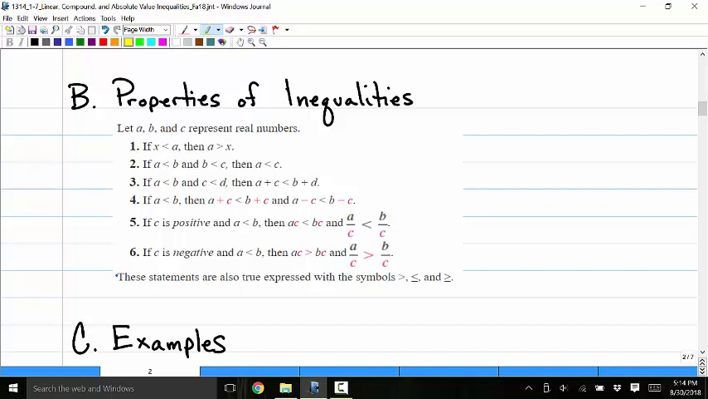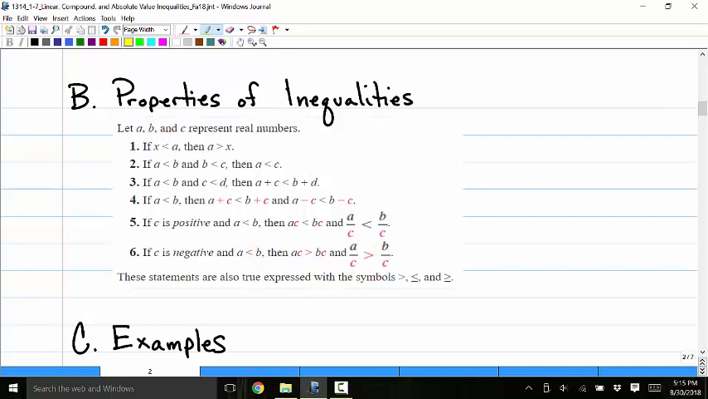The only property I really want to call your attention to is number 6. If C is a negative number and you know that A is less than B, if you multiply or divide by a negative number, you flip the sign. Notice we said if A is less than B, if you multiply by a negative number, it becomes AC is greater than BC. Same thing holds true. If C is a negative number and A is less than B, then A divided by C is going to be greater than B divided by C.